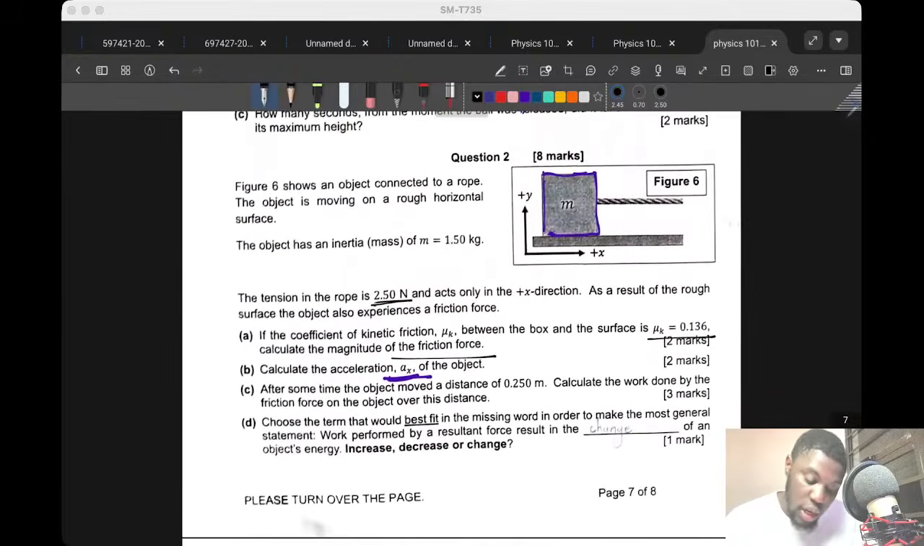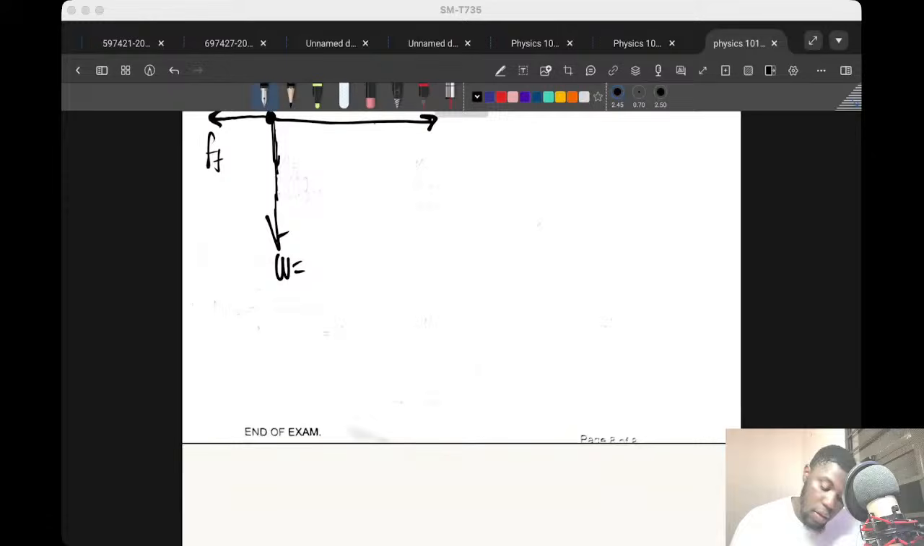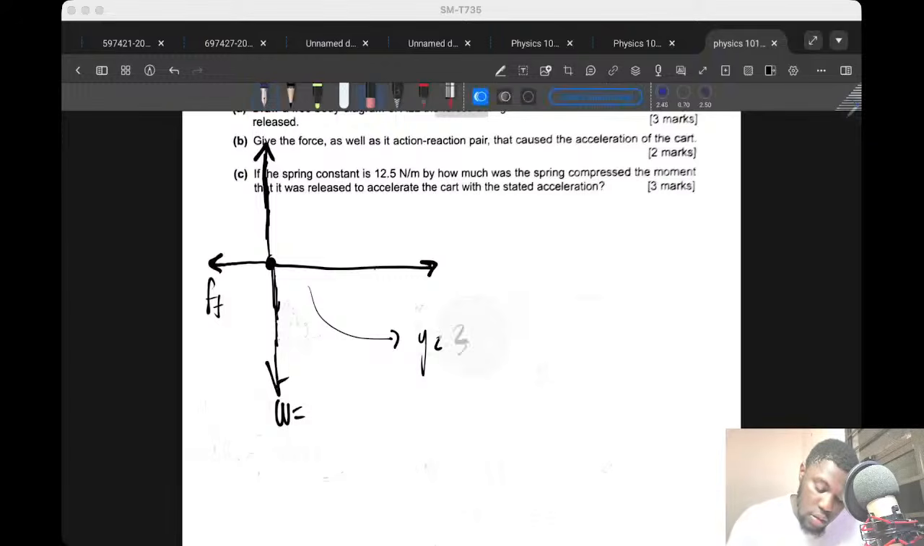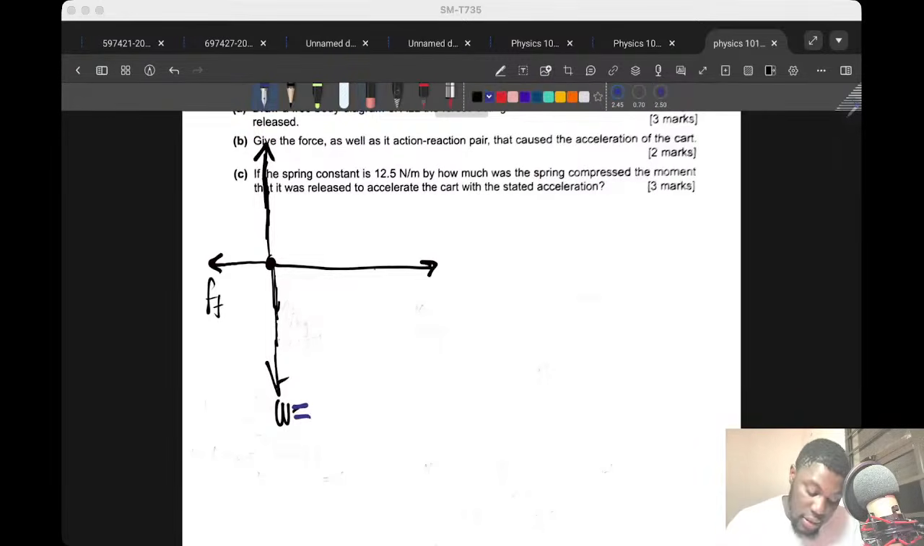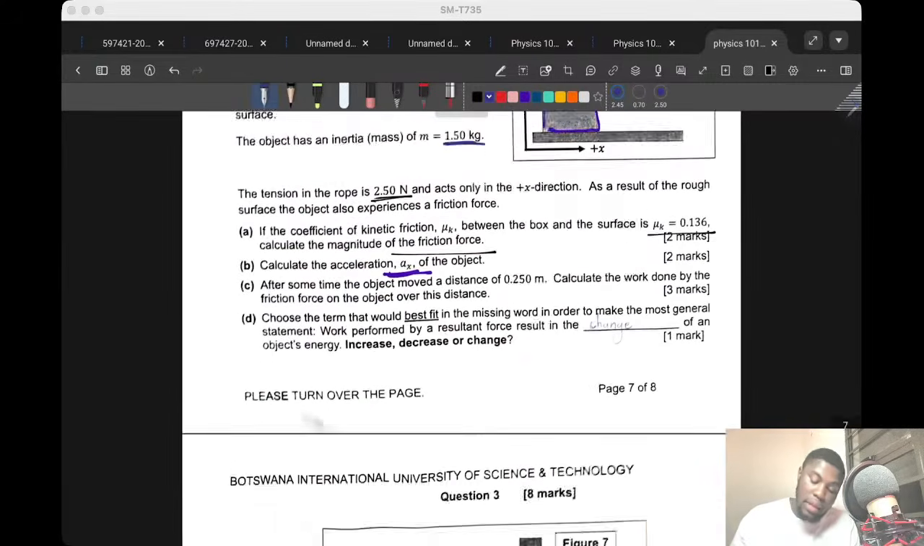Actually, we were told it's 2.50 times 1.50. So what are we going to get? Find the value of the weight. What is the weight? It is equal to the mass, 1.5 times 9.80.